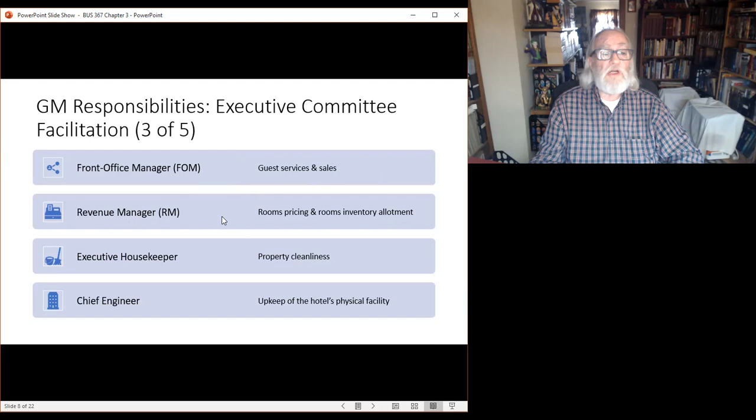Now, the revenue manager is going to have a specific role where they control the pricing of the rooms and so forth, and what rooms do we have and what types and things like that. And so that is their area of expertise.